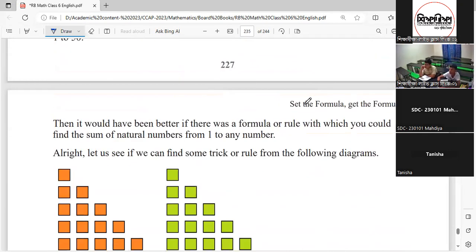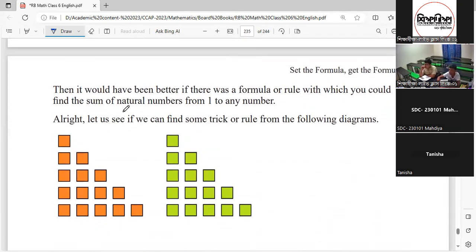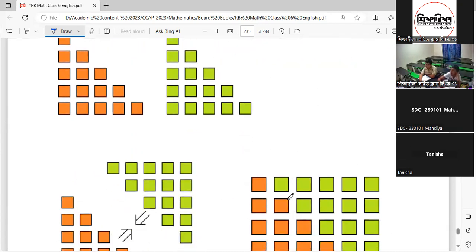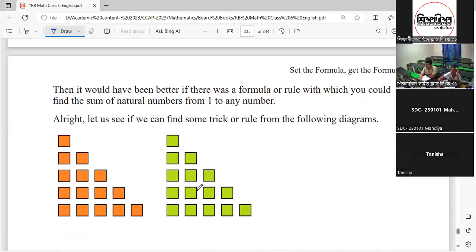But now we are looking for some kind of formula. I mean, a unique formula that can solve any kind. It solves the problem in a way so that we can actually find out the sum of any numbers, any frequency, right? So in that case, if we are asked to find out, actually, this image of blocks or this diagram will help us to find out a formula.